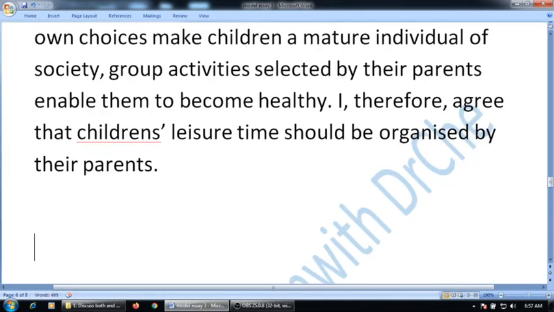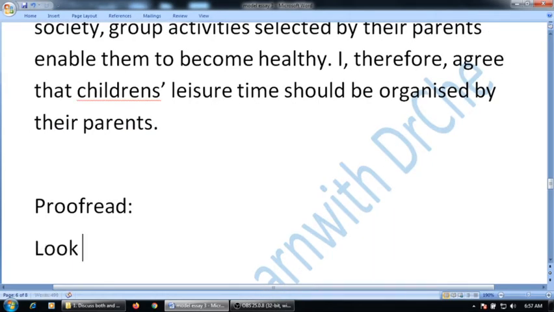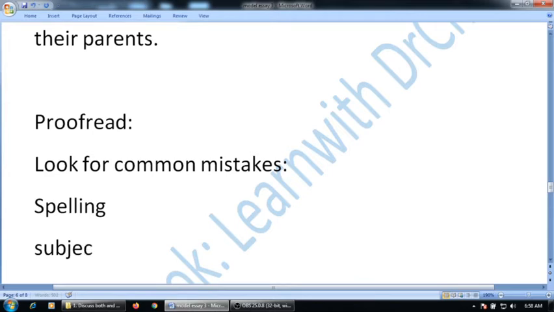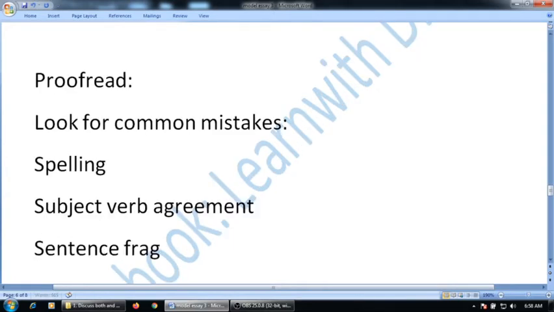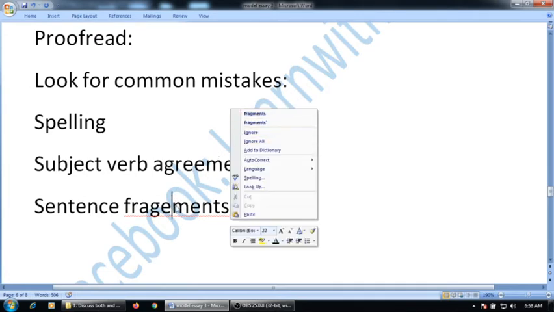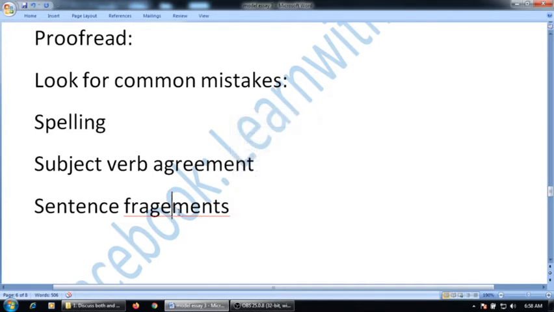Now my essay is complete. Then I need to proofread. Look for common mistakes. For example, spelling mistakes, subject-verb agreement, sentence fragments.